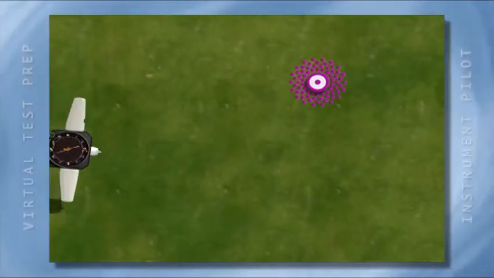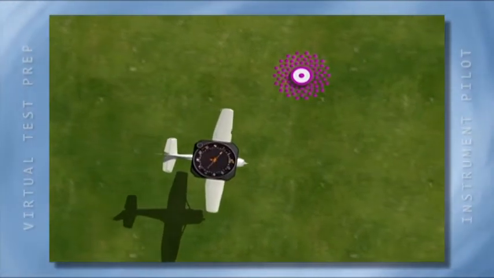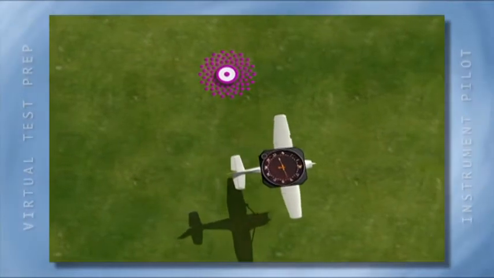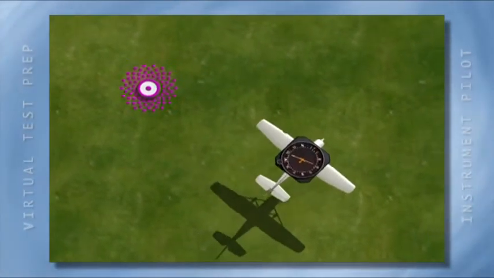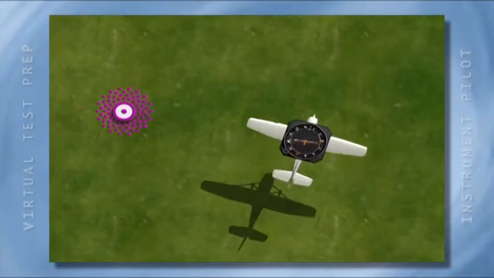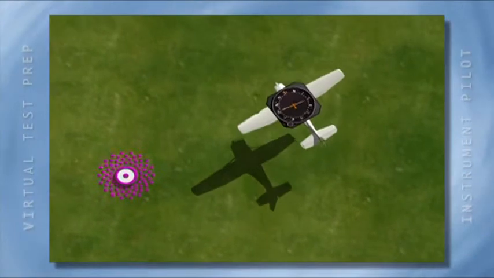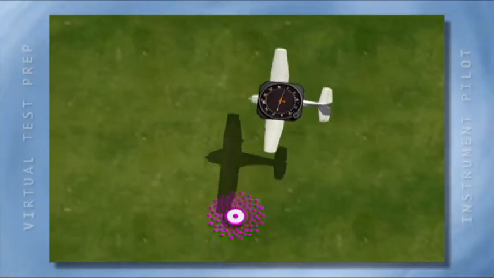So, check out this graphic. Regardless of the aircraft's location, so long as the NDB signal is sufficiently strong, the head of the needle will always point to the station. As the aircraft travels from right to left, again, the indicating needle always points to the station.